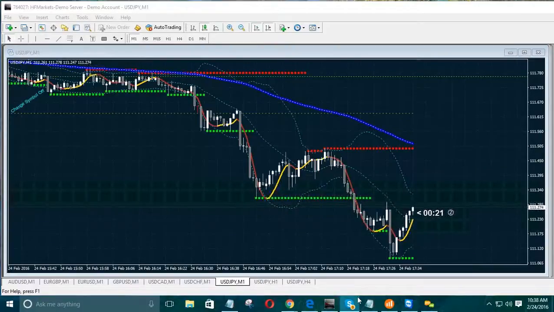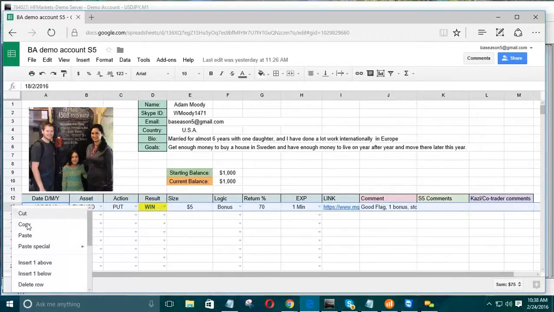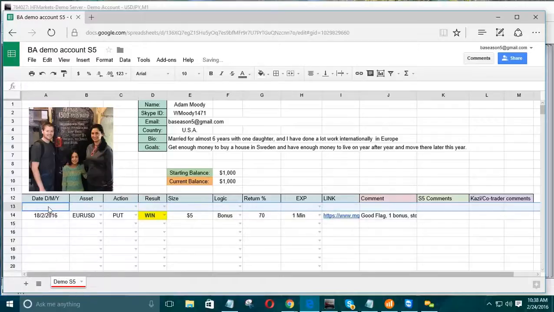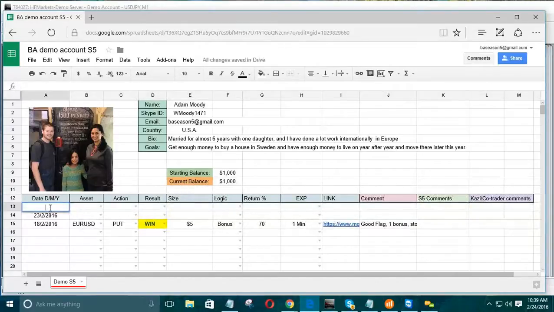And then secondly, when you come to this demo account spreadsheet, what we would like for you to do is put the most recent trades on top here. Basically the way you can do that is just come in here and click insert one above, and that'll insert a row on the top of this one. Say I traded on the 23rd, 2016, and then I traded another trade on the 23rd, maybe an hour later or something. I would do it like this.